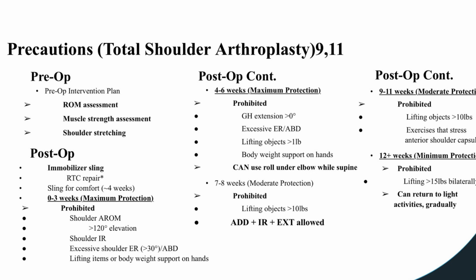Okay, so for precautions for total shoulder arthroplasty, you want to gather a baseline before surgery, including range of motion and muscle strength, and also want to implement some shoulder stretching. Post-op, you want to use a stabilizer sling, especially for a rotator cuff repair.